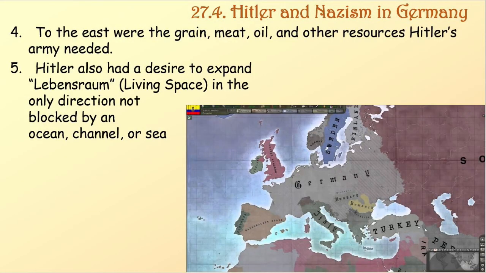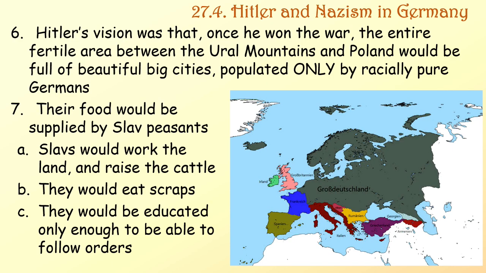To the east were the grain, meat, oil, and other resources Hitler's army needed. Hitler also had a desire to expand Lebensraum, living space, in the only direction not blocked by an ocean, channel, or sea. Hitler's vision was that once he won the war, the entire fertile area between the Ural Mountains and Poland would be full of beautiful big cities populated only by racially pure Germans. Their food would be supplied by Slav peasants. Slavs would work the land and raise the cattle. They would eat scraps. They would be educated only enough to be able to follow orders.